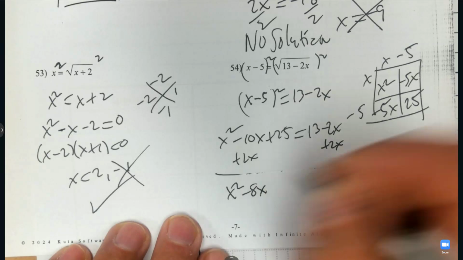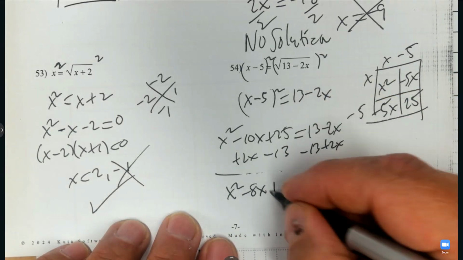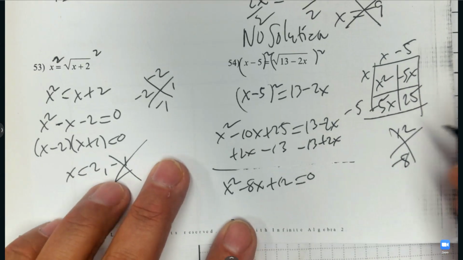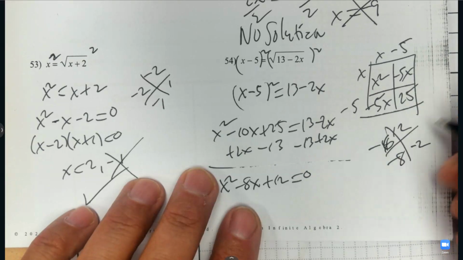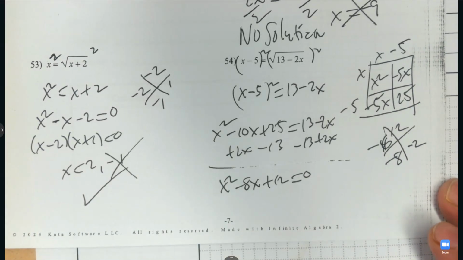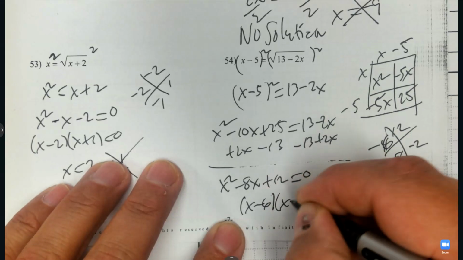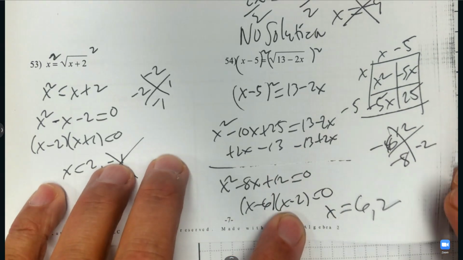That is negative x. I'm going to subtract 13. 25, take away 13. It's 12. Again, I'm going to draw a diamond. Two numbers that multiply to 12 and add to negative 8: negative 6 and negative 2. Solve it. So that's positive 6 and positive 2.